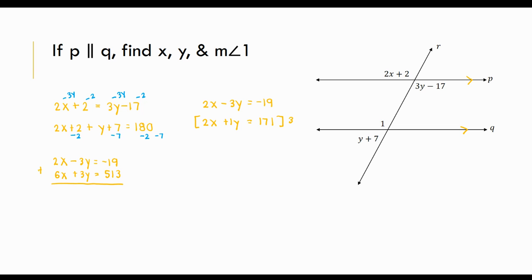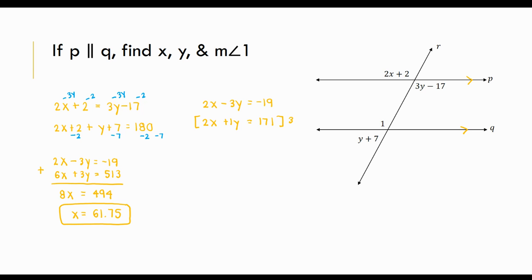So now when I add these, the y's are going to cancel. 2x and 6x add up to 8x. 513 and then minus 19 is going to give me 494. And then I'm going to divide both sides by 8. And it looks like I'm going to get 61.75. So it's okay that it's a decimal. That's my x value. That's one of the things that I wanted.